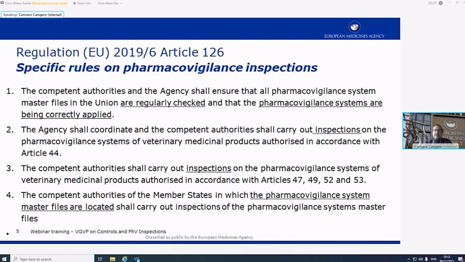An important part of this article, let's say, paragraph 4, is that the competent authority of the member state in which the pharmacovigilance system master file is located shall carry out the inspection of the pharmacovigilance system master file. We'll see later what this means.